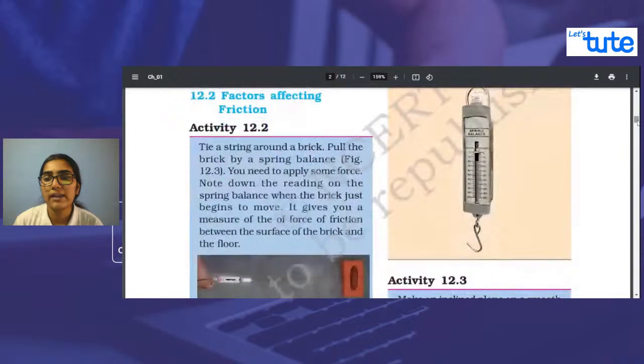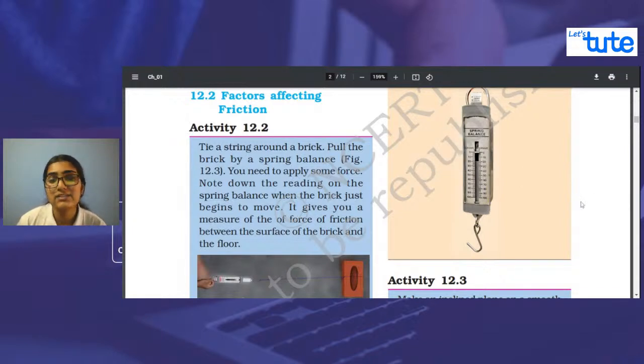So if you see a spring balance and I'm pulling the hook, when I pull the hook, the pointer moves. If I apply more force, the pointer moves more. If I'm applying less force, the pointer moves less. So this is an important concept of spring balance. A spring balance is a device which tells you how much force is applied. So if a lot of force is applied, then the spring balance will show a lot of reading.